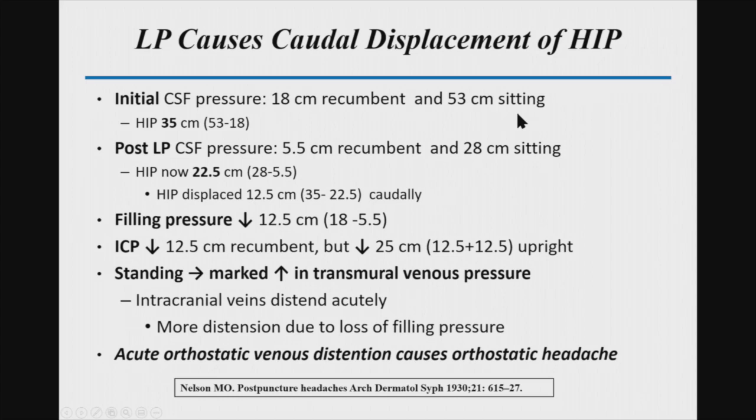You then have a post-LP. The pressure is now 5.5, 28 sitting, and the HIP is now 22. It's really a 12.5 centimeter change, which is a result of the decreased pressure intracranially. Intracranial pressure decreases, 12.5 recumbent, but 25 centimeters upright. Standing produces a marked increase in transmural venous pressure. The intracranial veins dilate acutely, more distension due to loss of filling pressure, and it could be that the acute orthostatic venous distension causes the orthostatic headache in part.